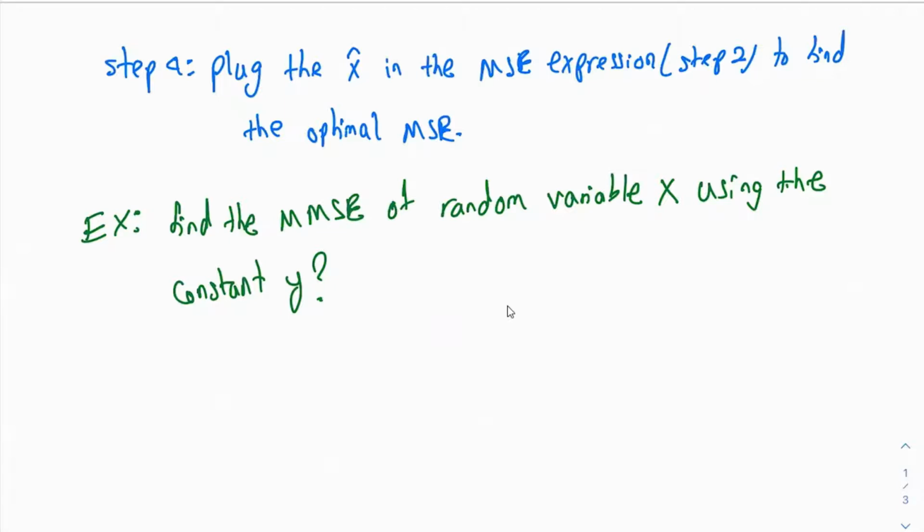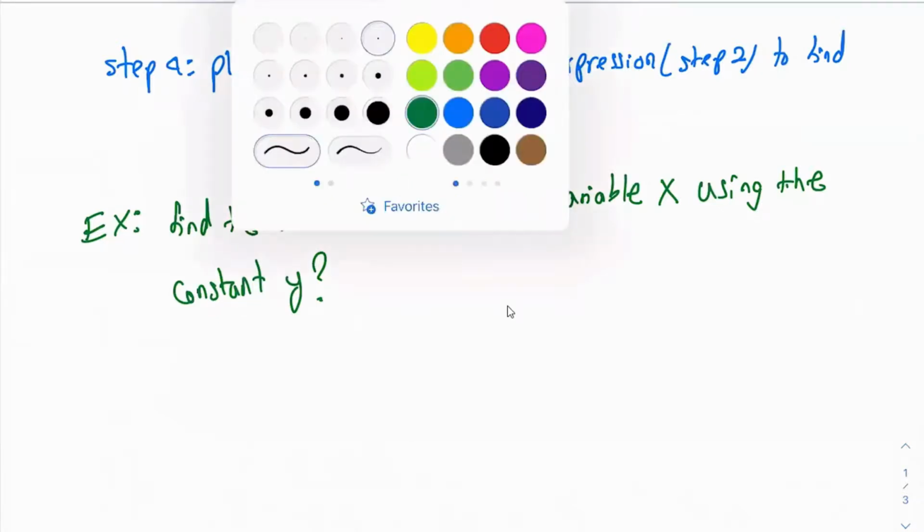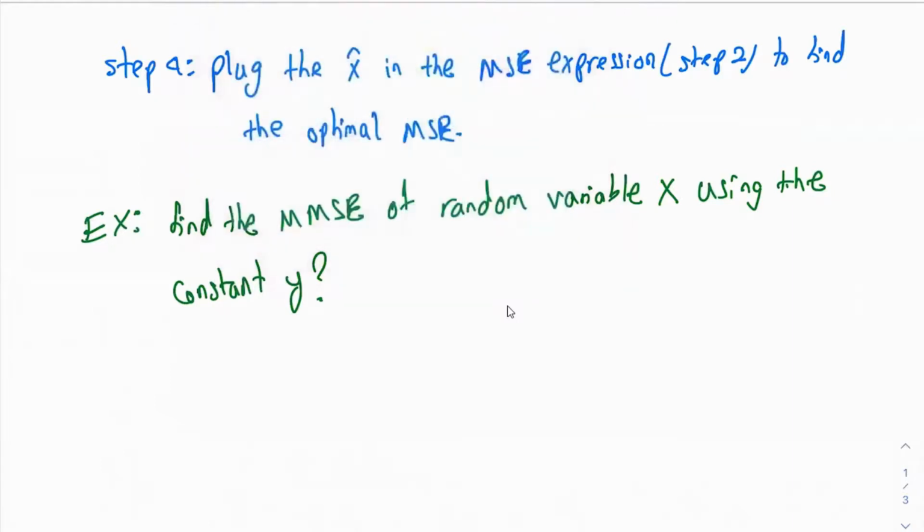So here our estimator is given as a constant, right? If I want to estimate a random variable x using a constant y, what should be the form of y? How do I know what y I should choose? What constant should I choose? I'm going to follow the steps that I just outlined one by one. Let's see what will happen.